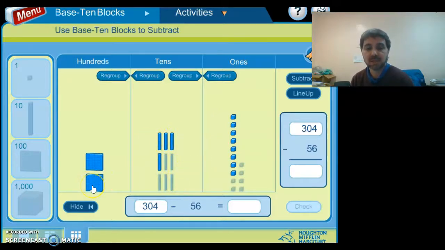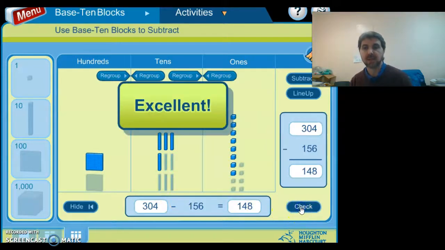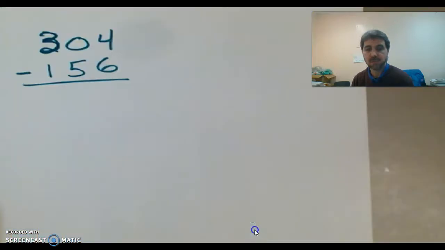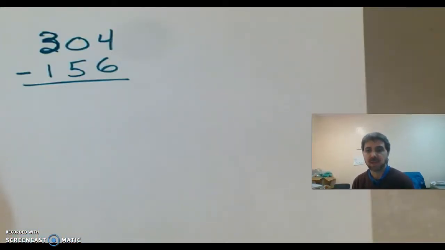And we're going to take one of these hundreds away. So we end up with 100, 4 tens, or 40, and then 8 ones. Okay, we check it, and excellent. So let's go back to our paper here and see what this would look like.